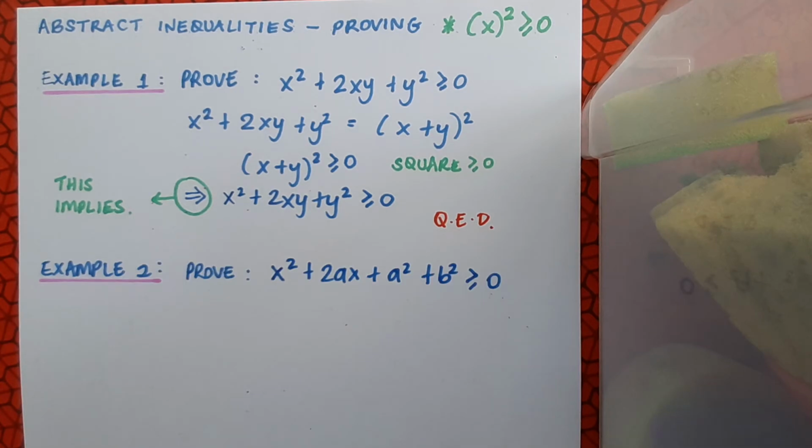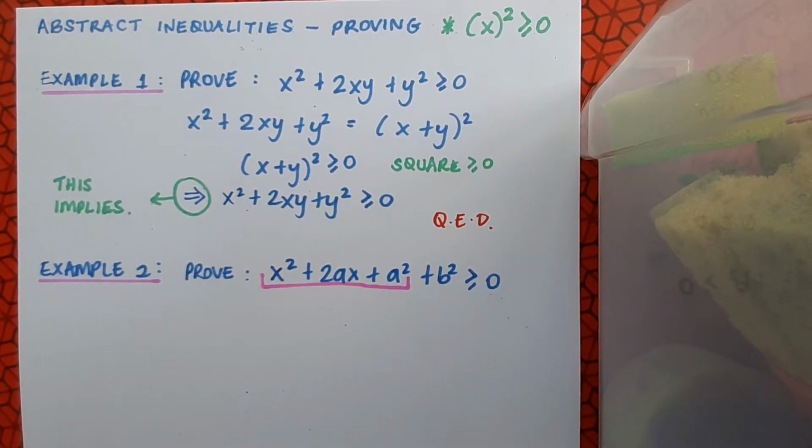So in example 2, we want to prove that x squared plus 2ax plus a squared plus b squared is greater than or equal to 0. So at the beginning of this, like I said before, you're looking for your perfect squares. Just watch out. It might be quite tempting to say that a squared plus b squared is a perfect square, but actually I'm more inclined to look at these first three terms all together, x squared plus 2ax plus a squared, because this is definitely the expansion of a square.